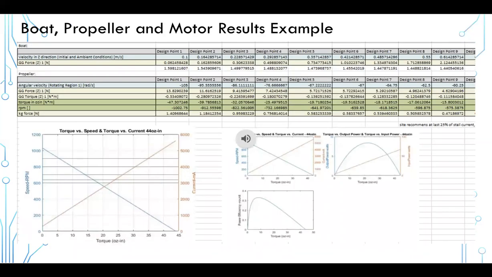These are the results for the boat, propeller, and motor simulations. The MATLAB graphs on the bottom are taken from the manufacturer and were used to select the motor. The simulation data was used to modify the propeller and was used in the propeller block diagram, which will be shown later.